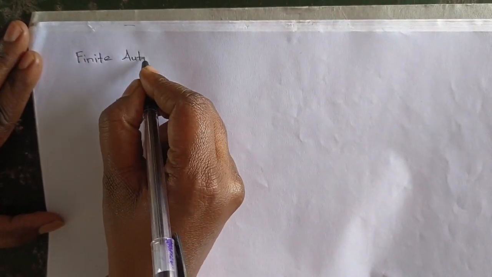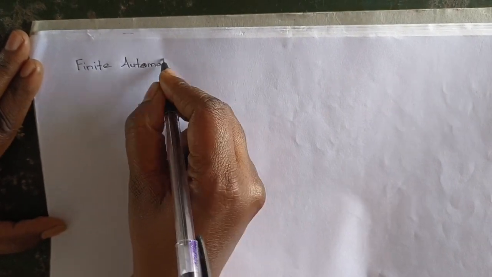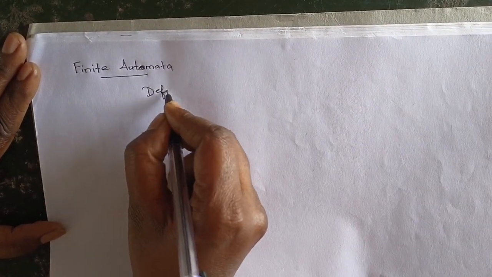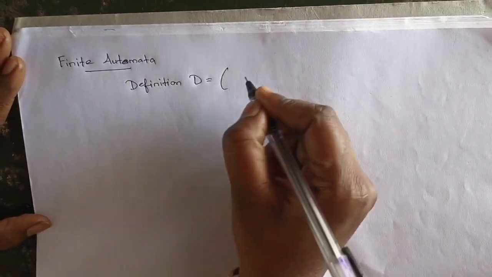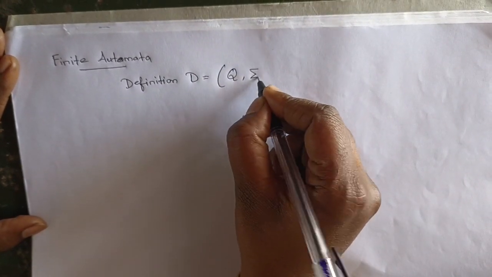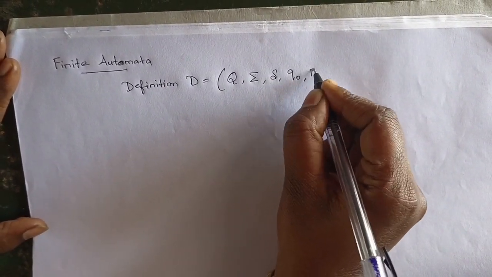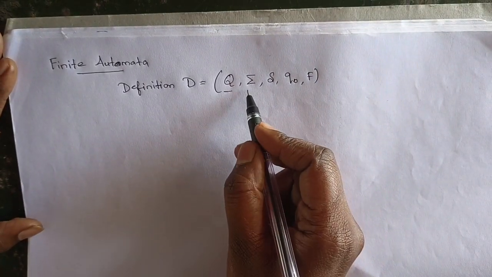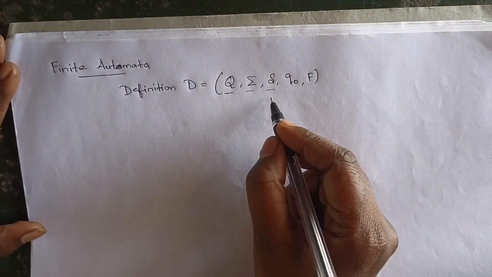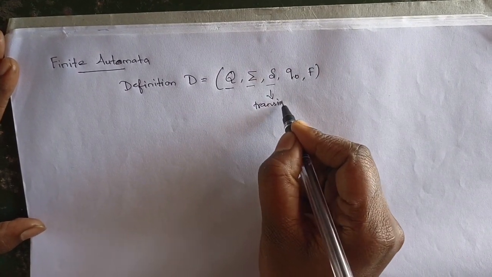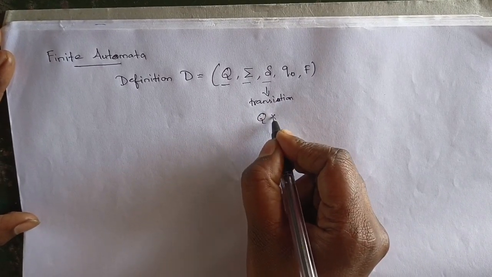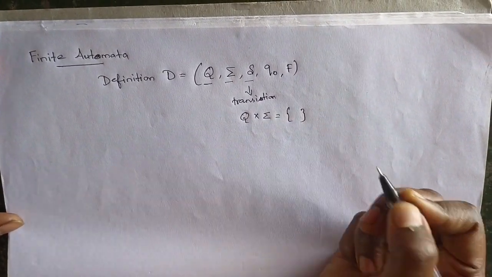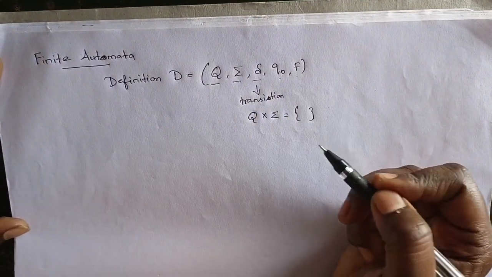Now we are going to see how to construct the finite automata. The definition of finite automata is a five-tuple: Q, Σ, δ, q0, F. Q is a finite set of states, Σ is a finite set of inputs, and δ is the transition function. The transition function is nothing but Q times input equals the transferred state. q0 is the initial state, F is the final state.